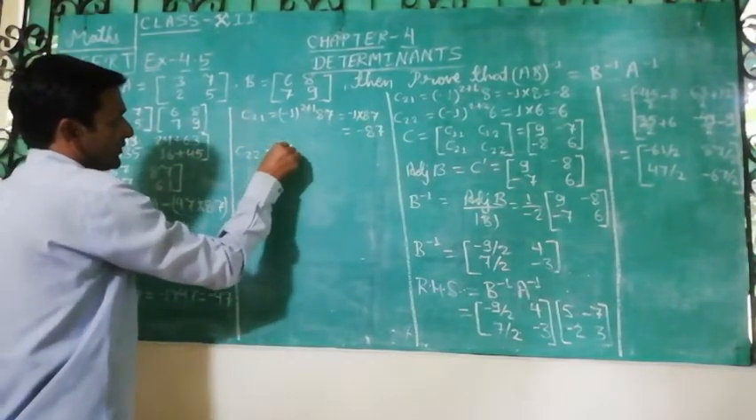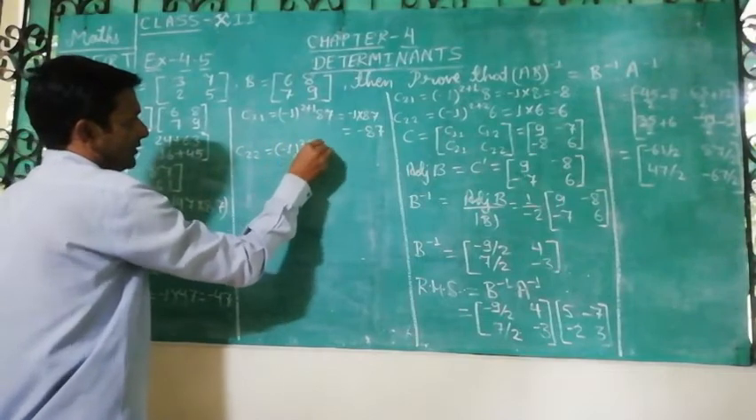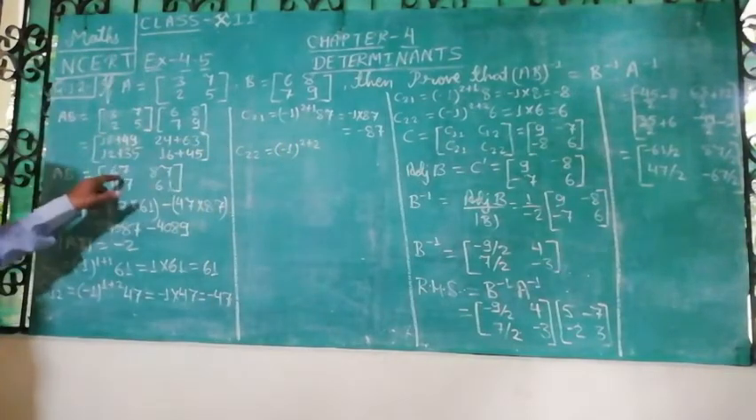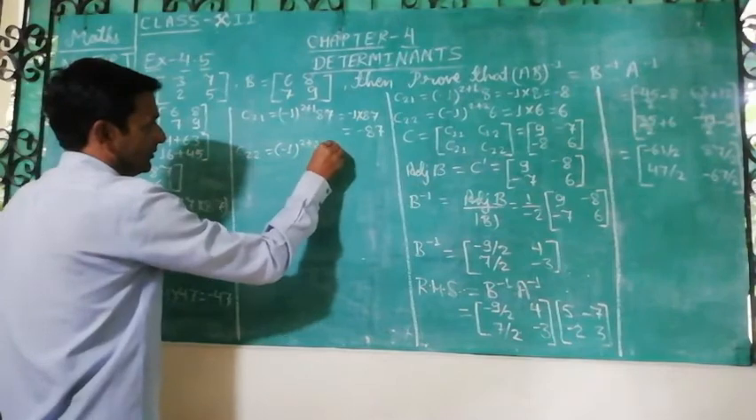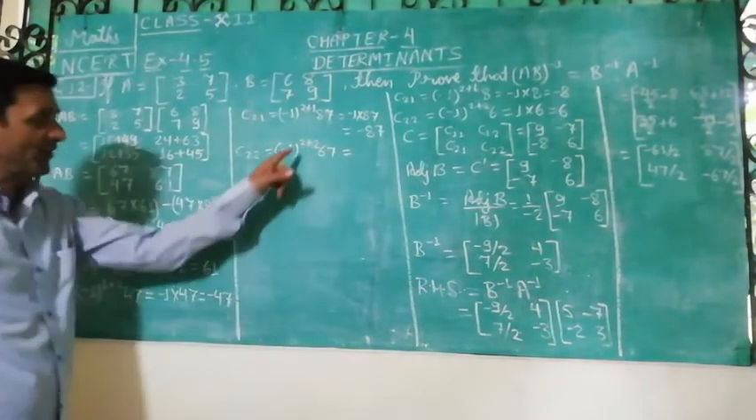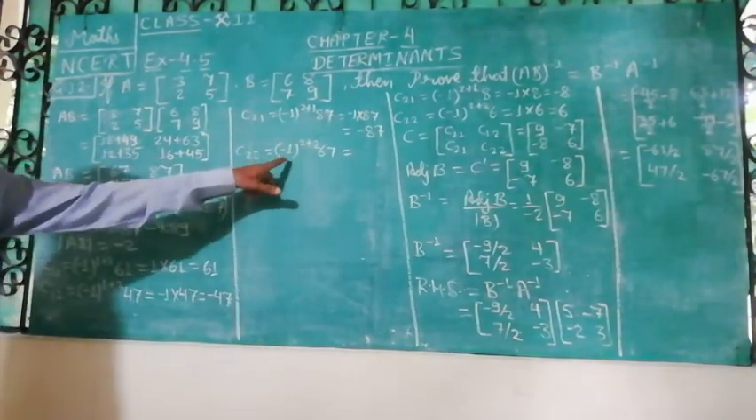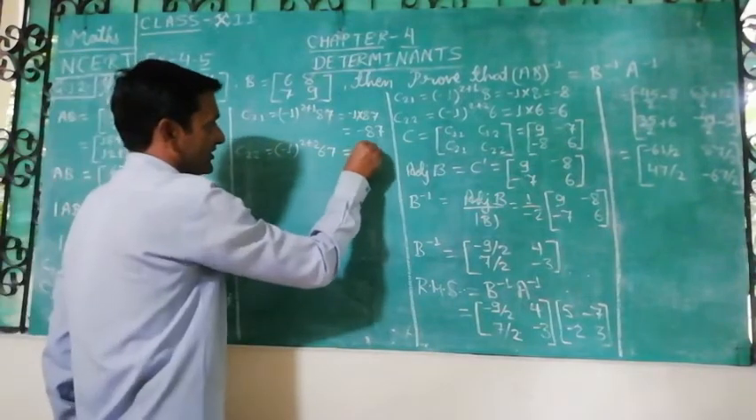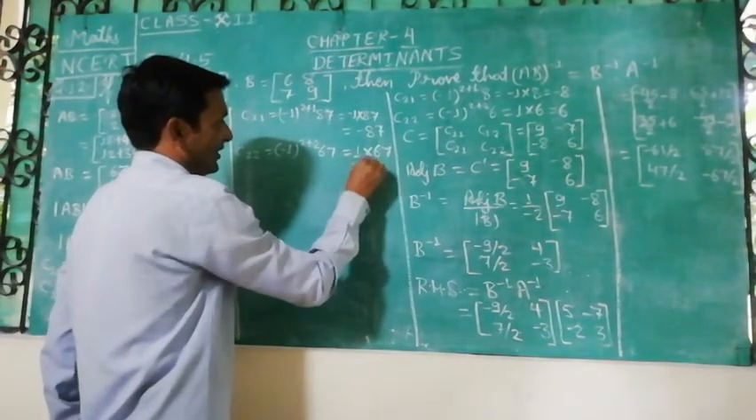Now C22. C22 is equal to minus 1 raised to the power 2 plus 2. Second row, second column will be eliminated. 67. So it is minus 1 raised to the power even number. 2 plus 2 is 4. So it will be positive 1. 1 into 67, that is equal to 67 only.